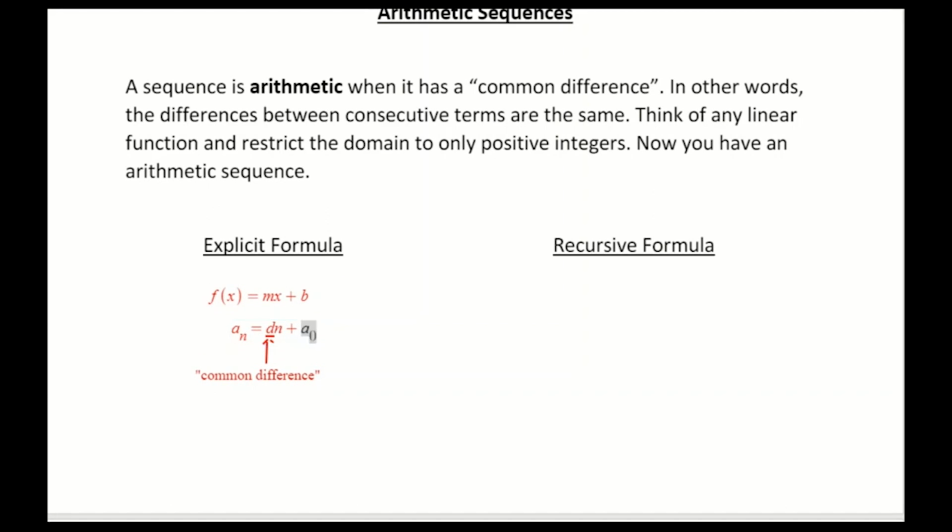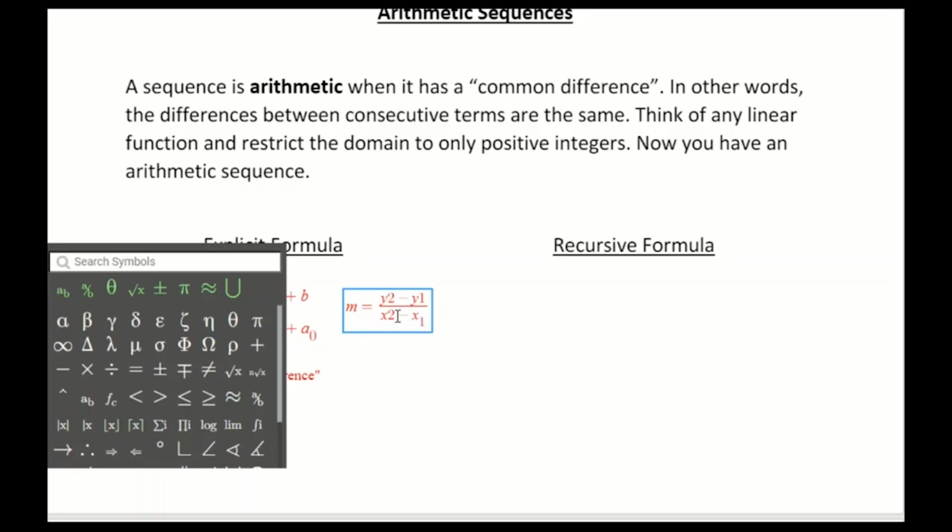To find the common difference, like I said, it's just like calculating slope. How do you calculate slope? Change in y, y2 minus y1 over x2 minus x1. In fact, let's write that. So in this case, you would have the change in y over the change in x. So this formula is pretty well established. You guys have dealt with this many times.